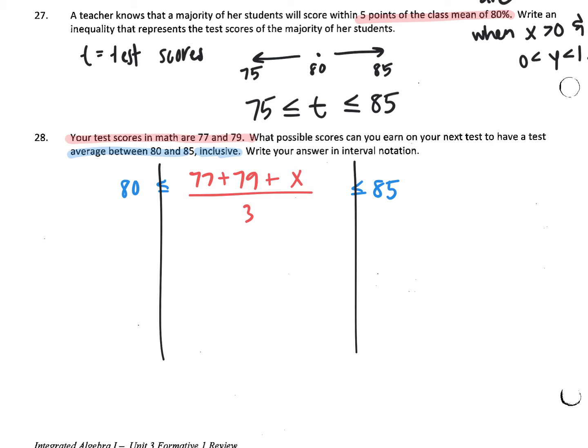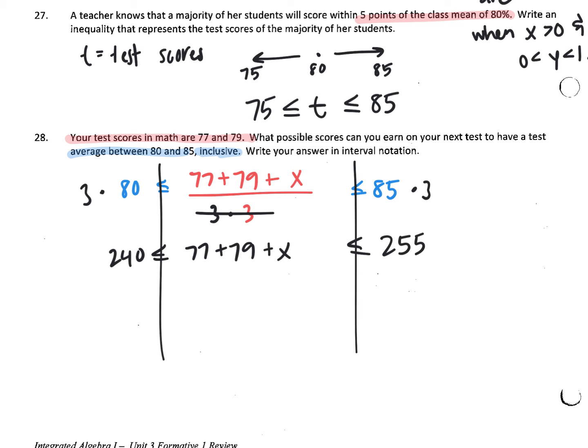So first thing I need to do is get rid of that dividing by 3. So I'm going to multiply by 3 on all sides. And when I do that, I get 240 is less than or equal to everything that's in the numerator, because those will cancel. And 85 times 3 gives me 255. Okay, on the middle here, I can go ahead and combine these like terms, 77 and 79. If I add those together, I end up with 156. So let's go ahead and replace that with 156.